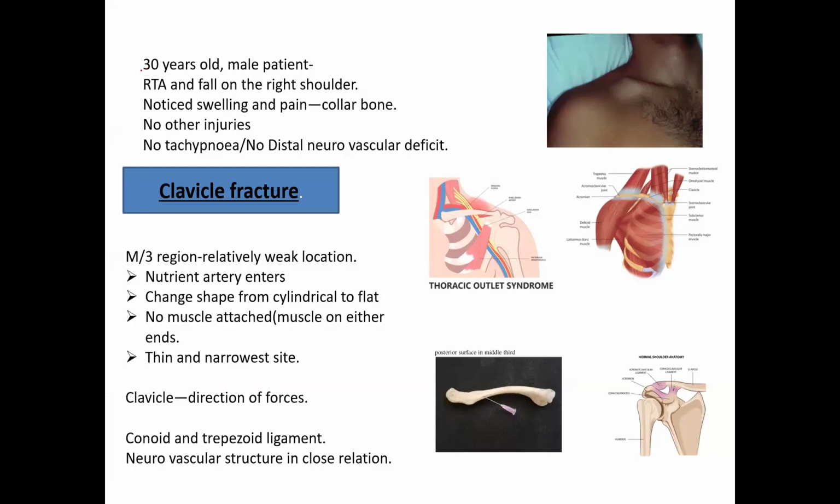Here, if you see, there is a 30-year-old male patient and he has had a road traffic accident and he fell on the right side shoulder. After the injury, he noticed swelling and pain along the shoulder joint, along the collarbone. There are no other injuries. On asking the history, there is no respiratory distress, and there is no distal neurovascular deficit. These two are very important in relation with this fracture.